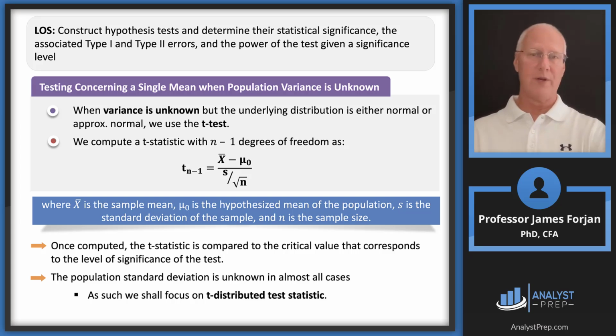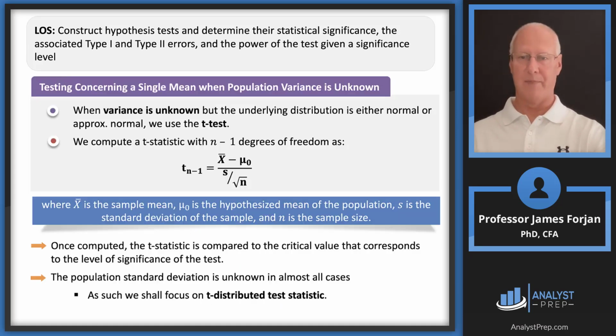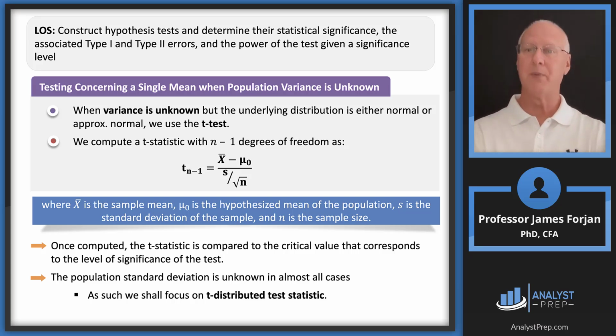All right, so what are we doing if the population variance is unknown? Well, then we're going to use a t. So here's a great exam question. You ready? If the population variance is known, use z. If the population variance is unknown, use t. But then we need to bring in this concept of degrees of freedom. And notice we have n-1 degrees of freedom.